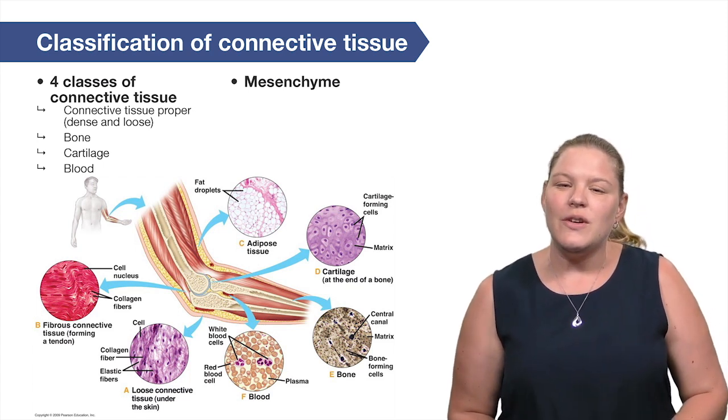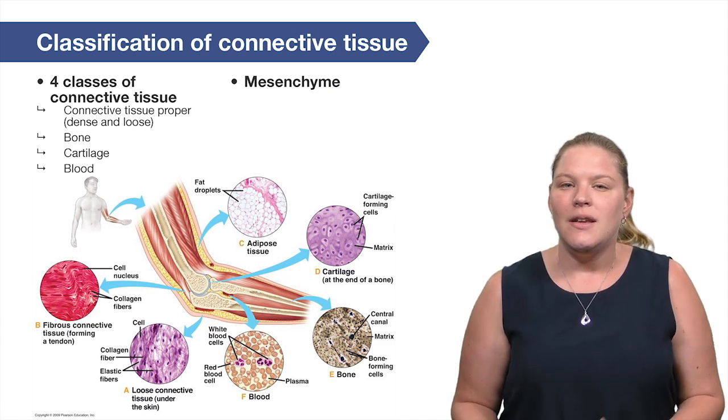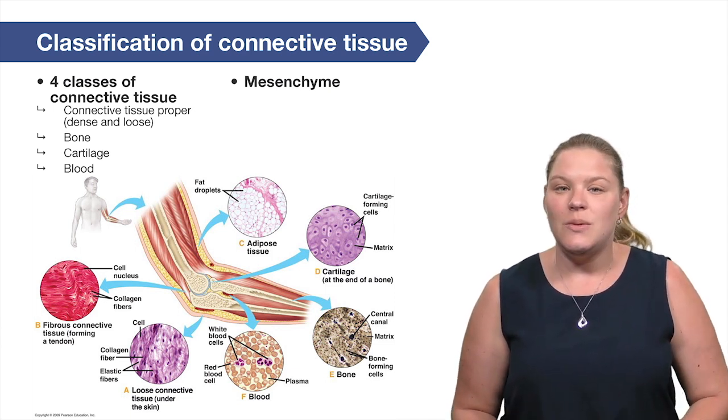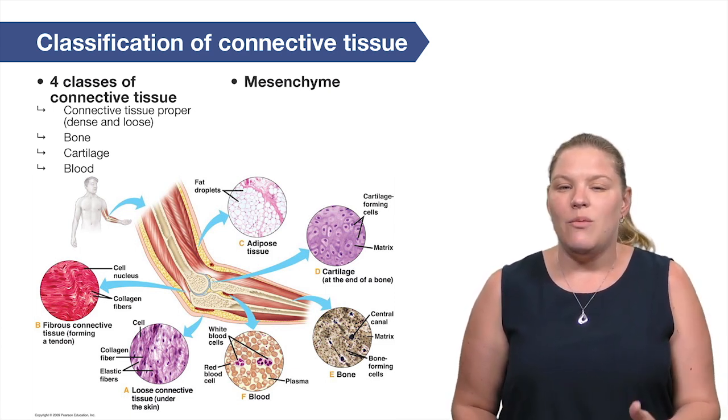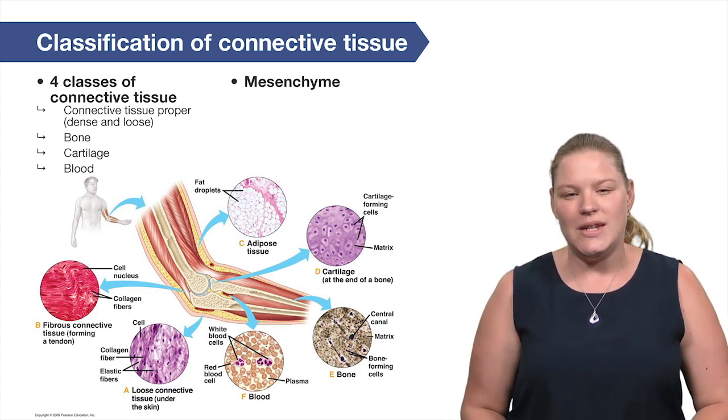So the image on the screen is showing you a number of examples of where we find connective tissue. So for example, the adipose tissue within our bones, or we might have blood. We do have blood vessels running through our bones. They're all types of connective tissue.